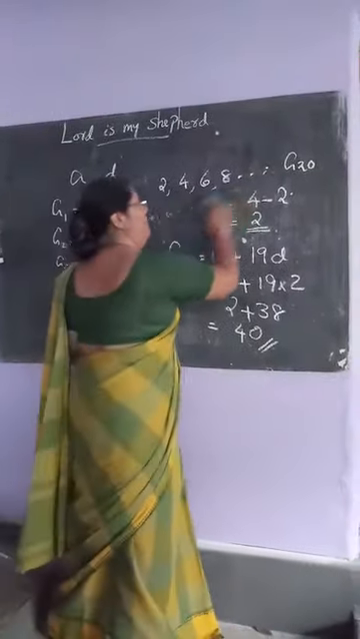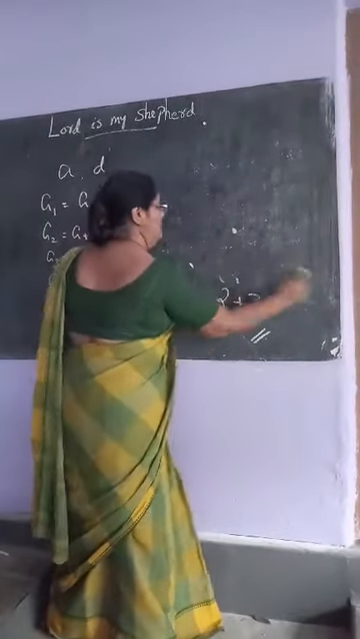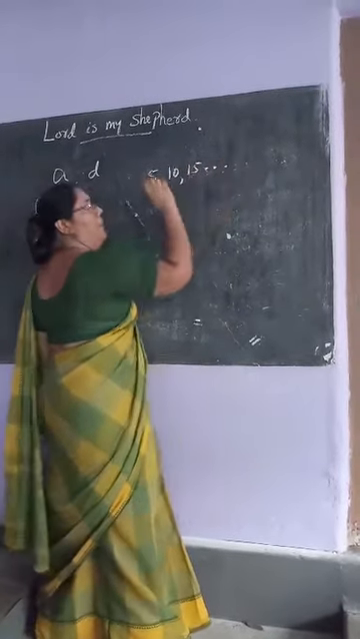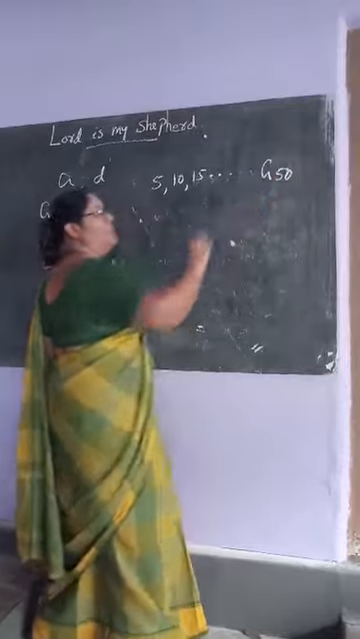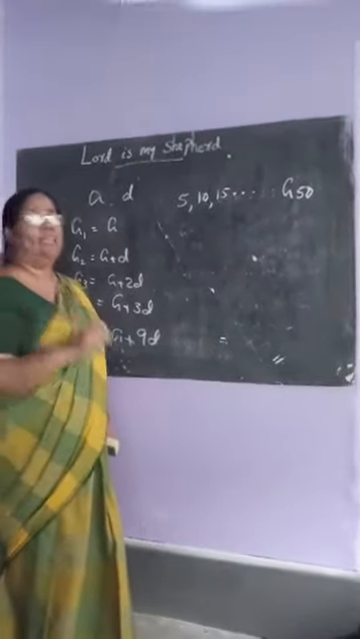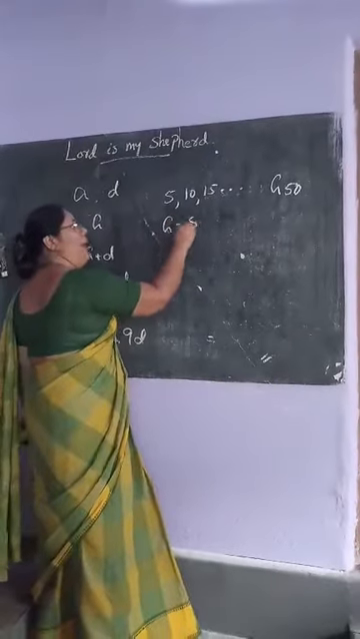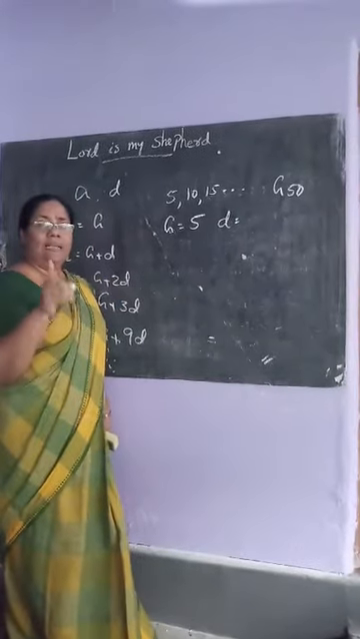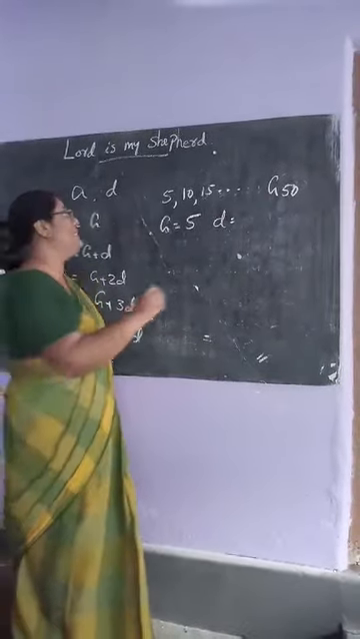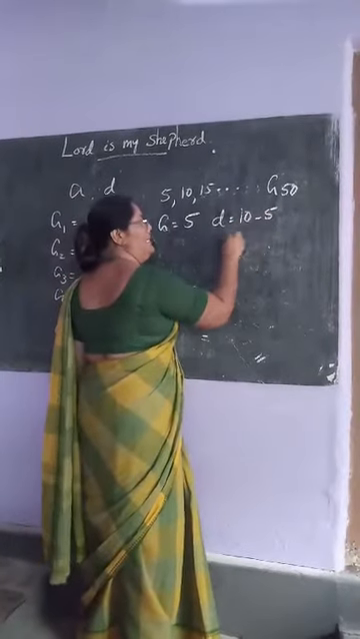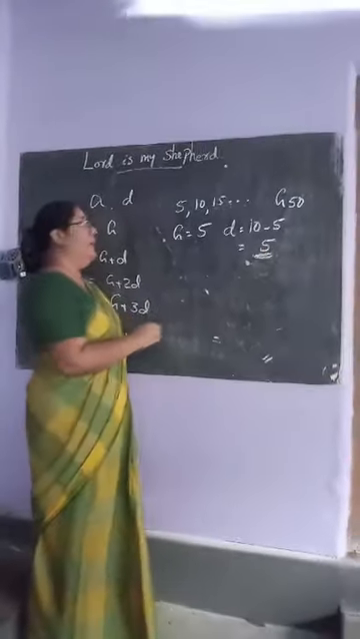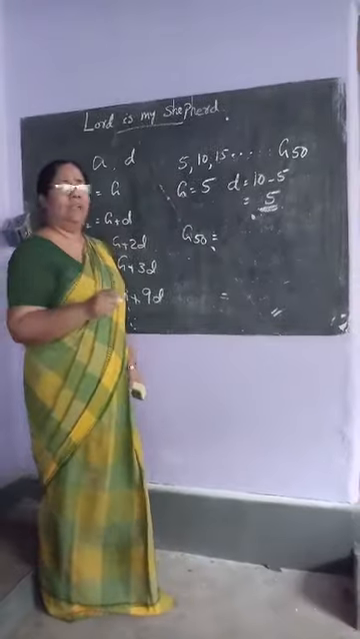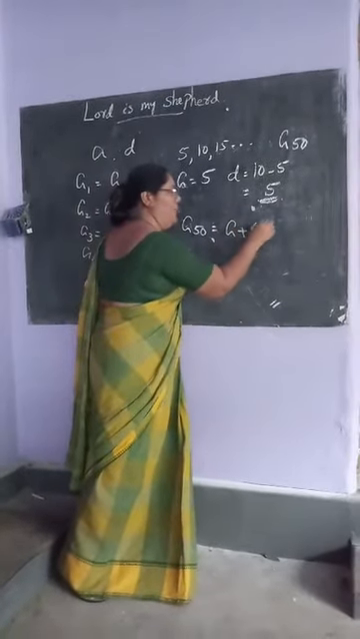Now, another example. 5, 10, 15, etc. Find A50. Suppose the question is A50. How can you find A50? A is equal to 5. Here D is equal to, we can find D using the formula second term minus first term. That is 10 minus 5. What is 10 minus 5? 5. Now A50, directly saying the answer, is equal to A plus 49D.